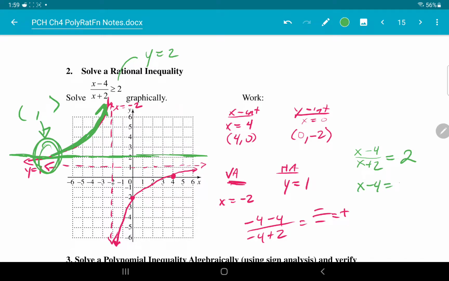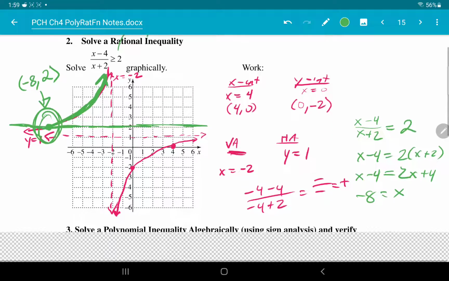So we get x minus 4 equals 2 times x plus 2. That gives us 2x plus 4 equals x minus 4. That gives us x is equal to negative 8. So we'll get an x value of negative 8 and a y value of 2. That's when we actually see that the line intersects that horizontal line y equals 2.